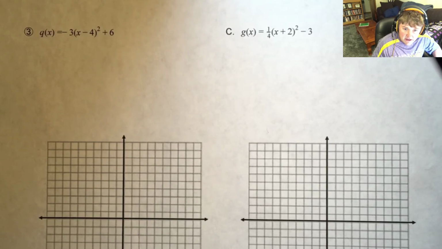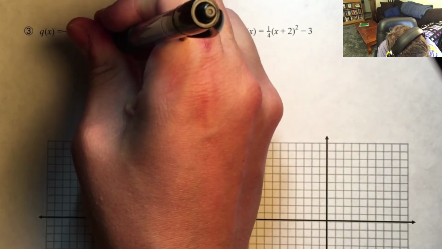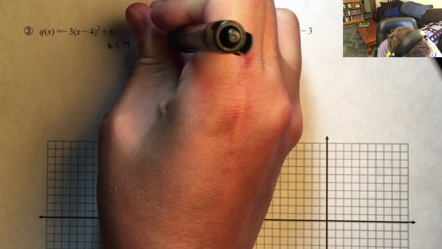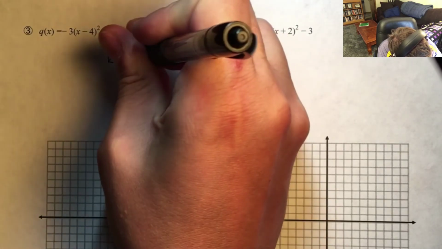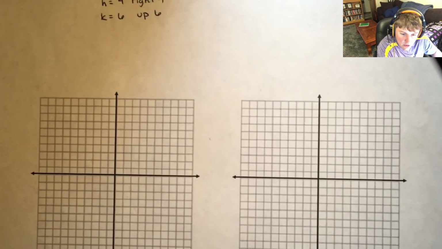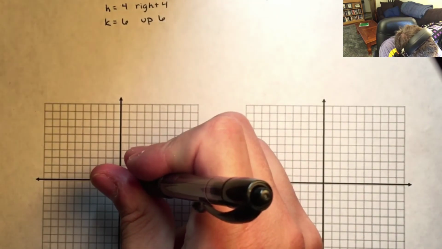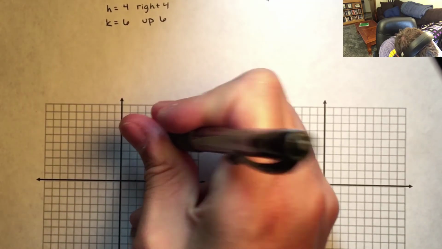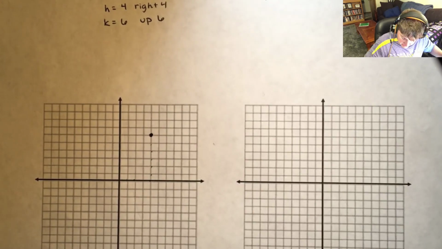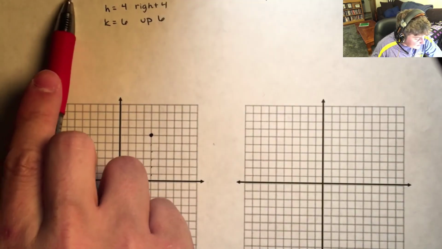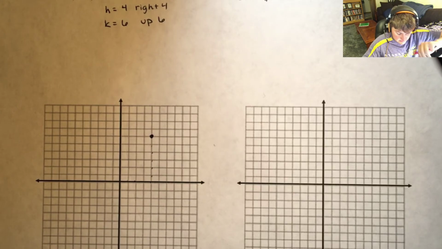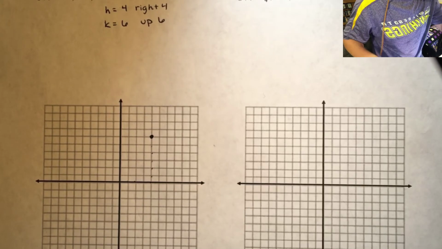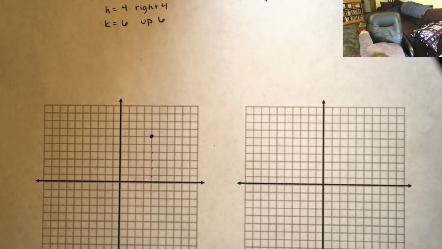So let's go ahead and check it out. So this one here, I have an h value of +4, which is right 4, and a k value of 6, which is up 6. Okay, so right 4, up 6. 1, 2, 3, 4. 1, 2, 3, 4, 5, 6. That is my vertex. And I know that this is going to be a maximum because I'm looking at this -3 here. That is a big red flag that my graph is going to open down. I seem to have misplaced my ruler. There it is.